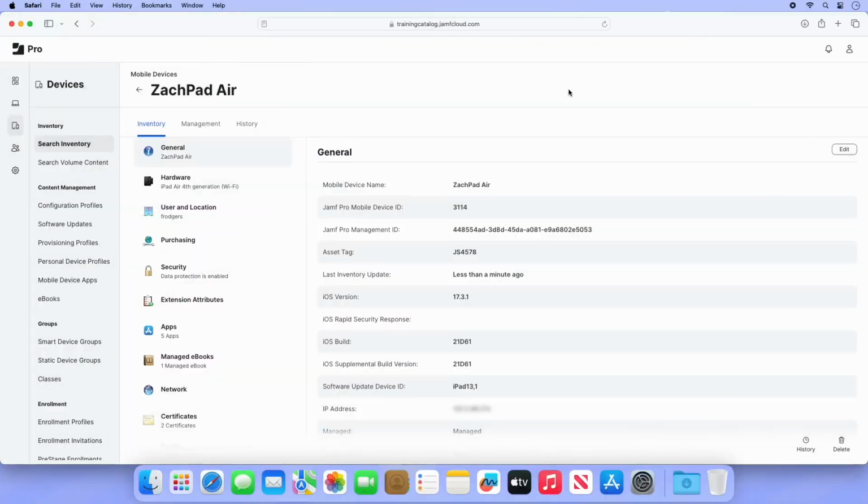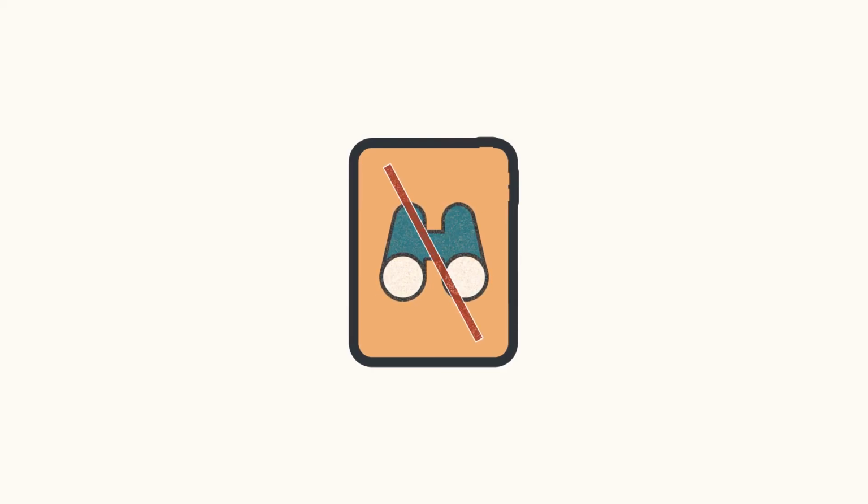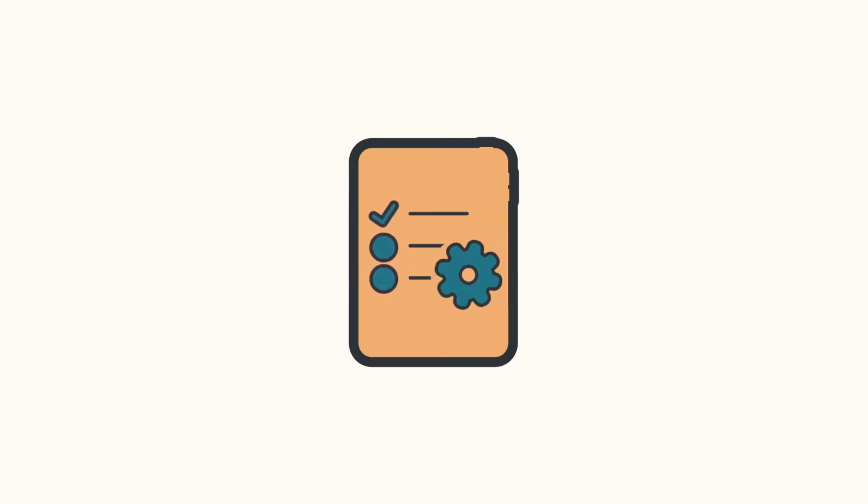And just like before, if we switch back into Jamf Pro, we can view the device's inventory record. And with that, user-initiated enrollment is now set up. Remember, devices enrolled through user-initiated enrollment do not automatically have supervision activated, and management may be removed by the user at any time. When possible, always try to default to using automated device enrollment for the best experience.